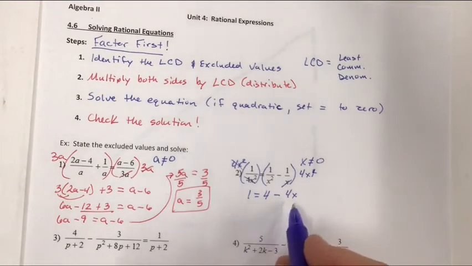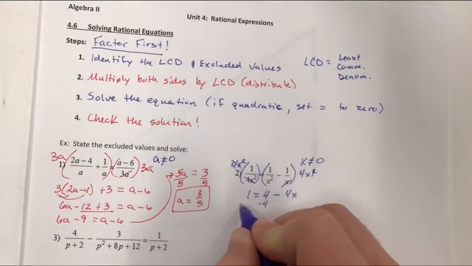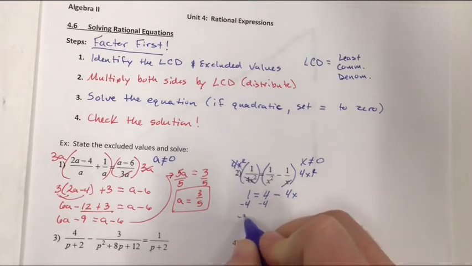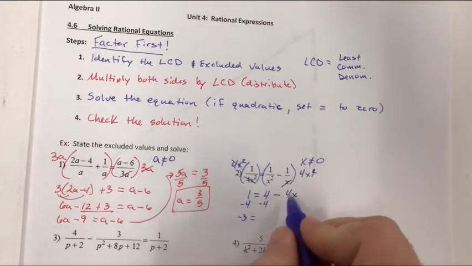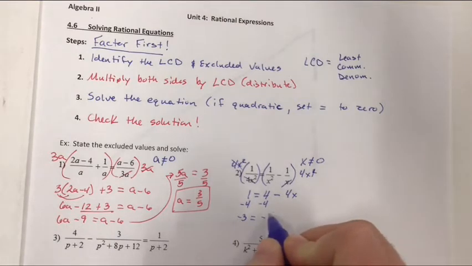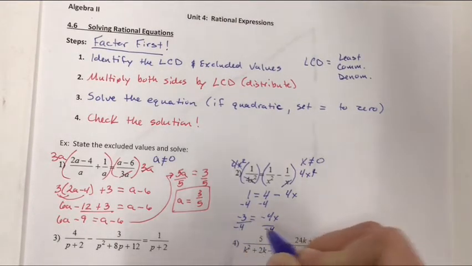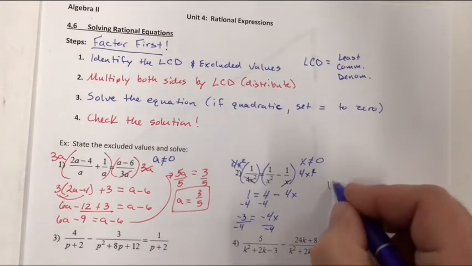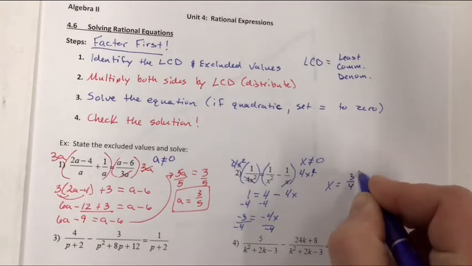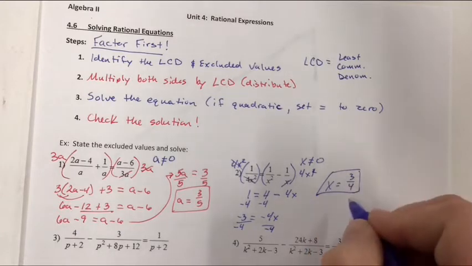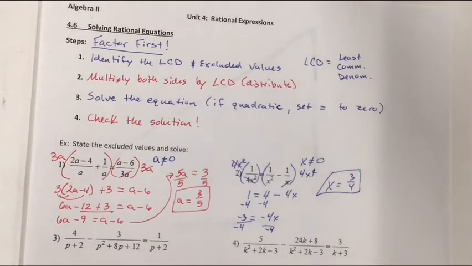Well, that's a pretty simple equation to solve. First thing I do is subtract 4 from both sides. That's negative 3. And then that leaves negative 4x here, so I would divide by negative 4. The negatives cancel, so x is 3/4, which is not my excluded value, so that is my answer. That is my solution.